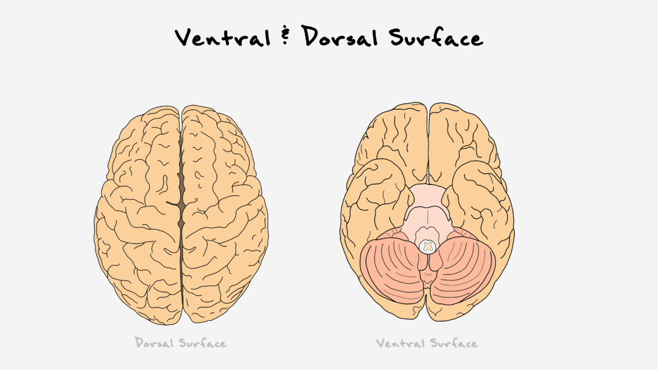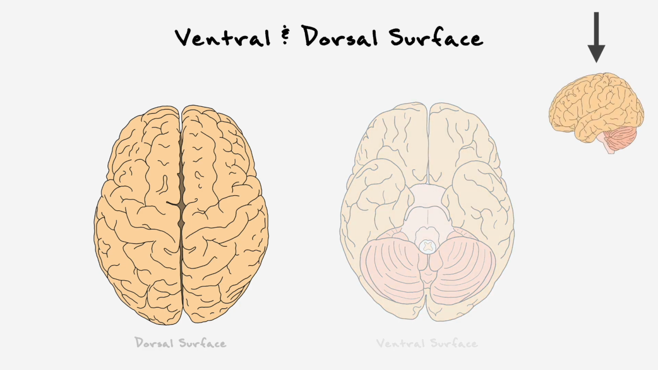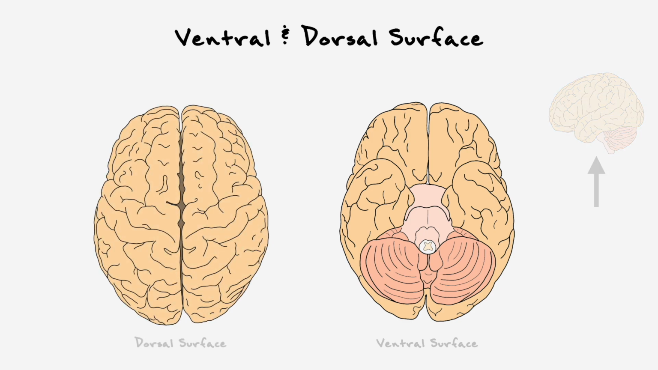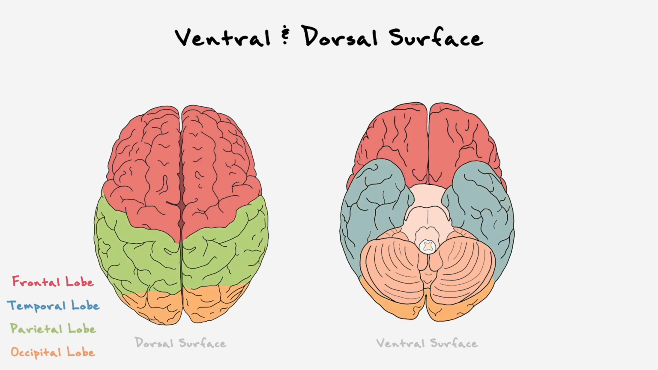As a reminder, the dorsal surface is a view from the top and the ventral surface is a view from the bottom. Again, to get situated, we can find the frontal, temporal, parietal, and occipital lobes across both of these views. Additionally, we can see the central sulcus on the dorsal surface.